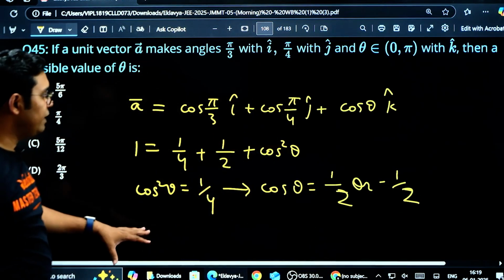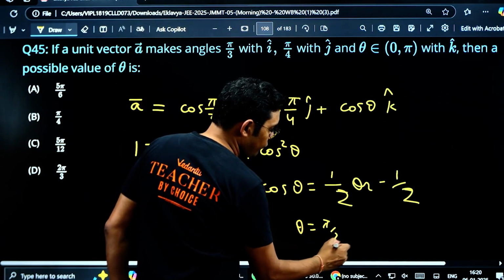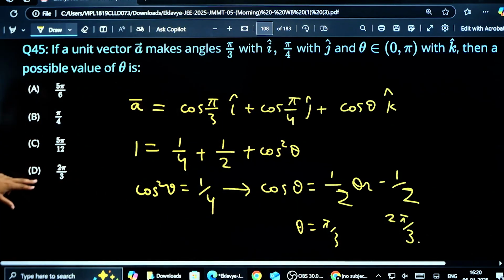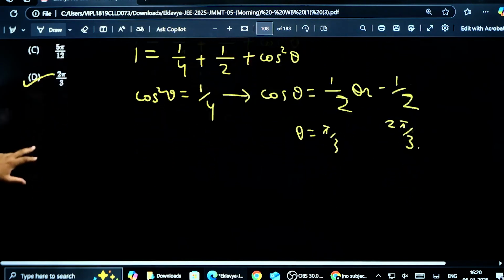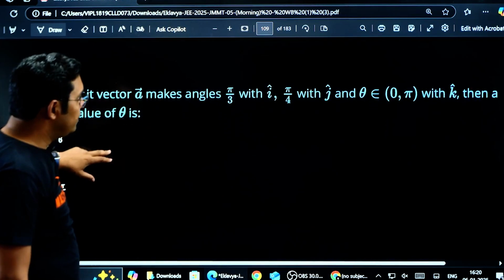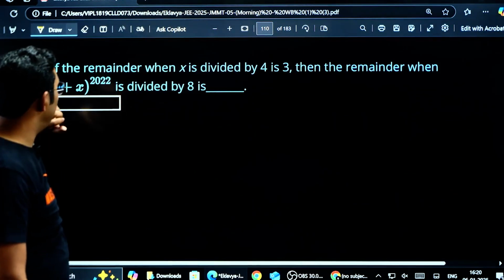So then cos theta will be, for this case, pi by 3, and for this case, 2 pi by 3. Okay, so pi by 3 is there. No, pi by 3 is not there. 2 pi by 3 is there. No other option is matching. So the answer here is D. Okay, please be careful while making such errors. I think it comes under the category of silly error actually.